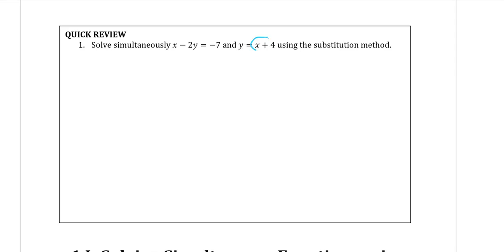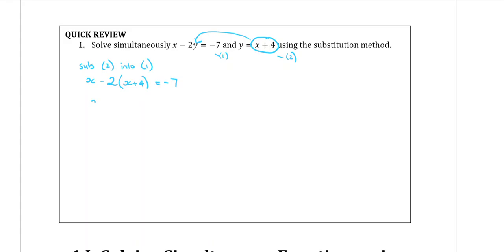So I'm going to take the y is equal to x plus 4 and sub it in to the y in the first equation. So we're going to call this equation 1, this one equation 2, and we're going to sub equation 2 into equation 1. So rewriting equation 1, we get x minus 2, open brackets, and replace the y with the x plus 4. Then that is equal to negative 7.